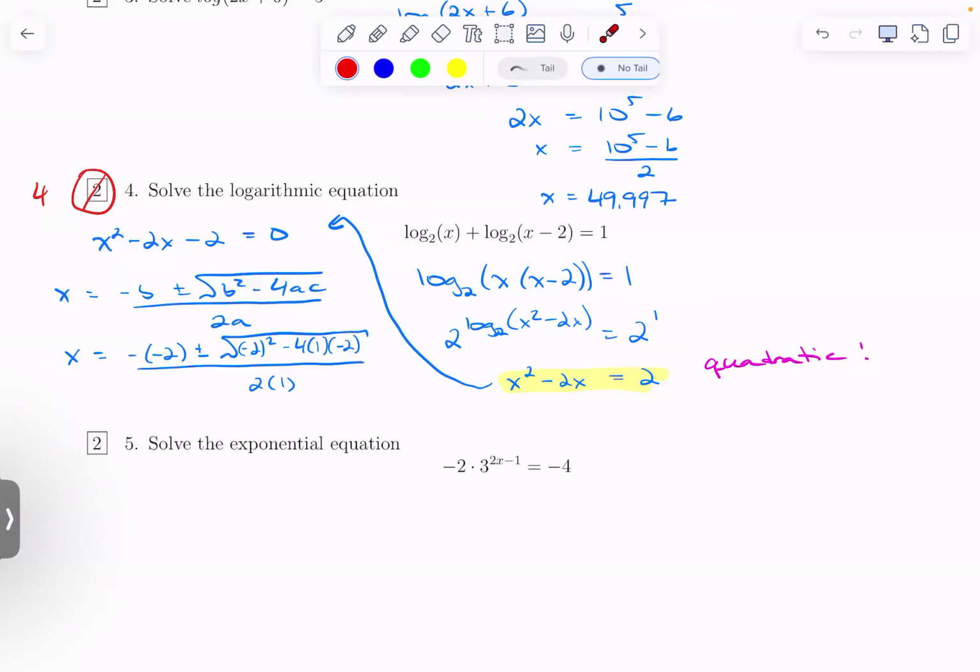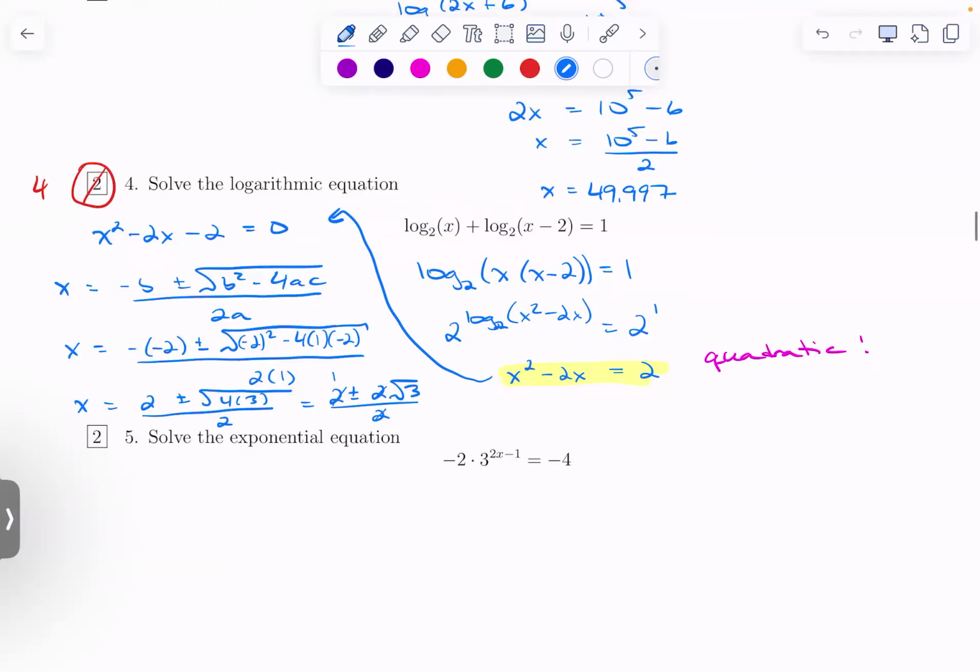If you want to just use your calculator, that's fine. But we can cancel a little bit or simplify a little bit. We get 2 plus minus the root of 4 times 3 divided by 2, because then I can float that root of 4 outside and get 2 plus minus 2 root 3 divided by 2, but this is all going to go to 1. So then x is 1 plus minus root 3.